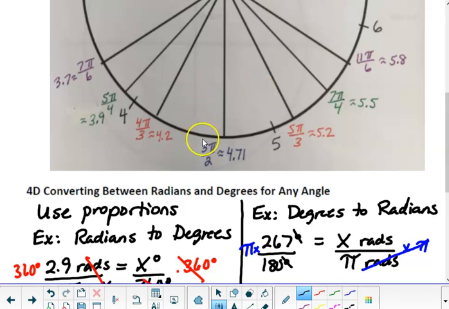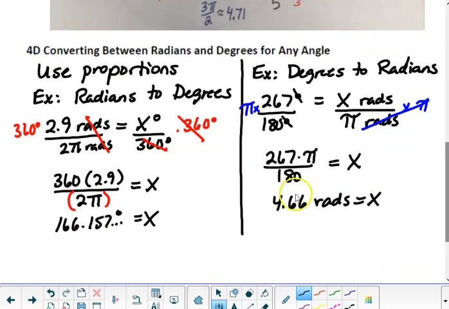Once again, 267 degrees is almost 270. Okay, so we can see it's right in here. So having something between 4 and 5 and closer to 5 radians makes more sense. So 4.66 radians makes perfect sense for this.